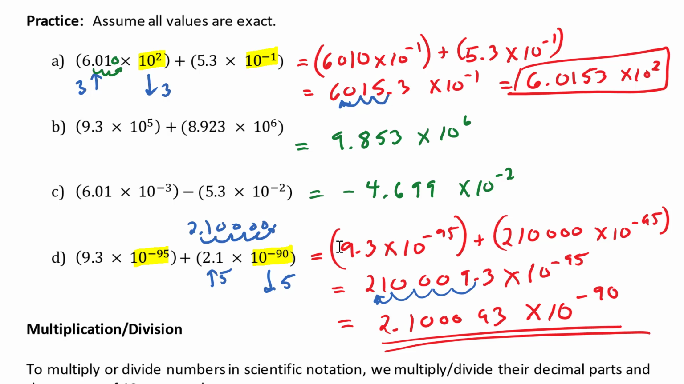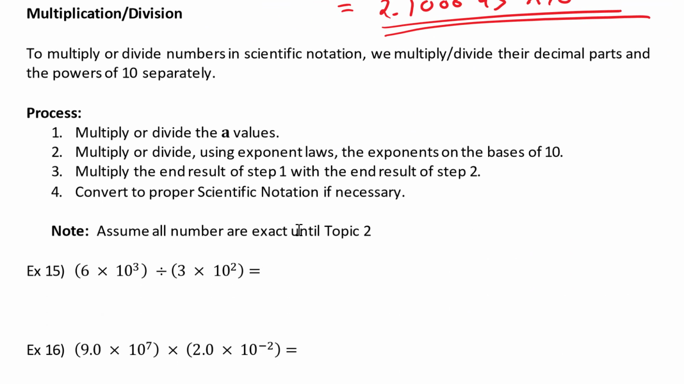Multiplying and dividing, I think, is much simpler. Let's go through the process now. So we multiply or divide numbers in scientific notation. We multiply or divide those A parts, the decimal parts, and then we multiply or divide the powers of 10 separately. So let's go through the process, and we'll go through example 15 together. Step number 1, multiply or divide those A values. Here's those A values. We're dividing. This is 6 divided by 3.